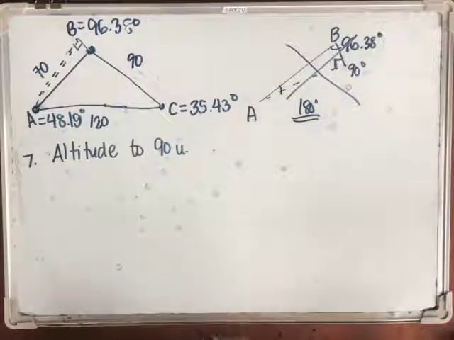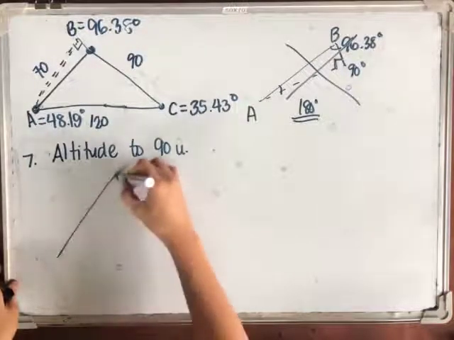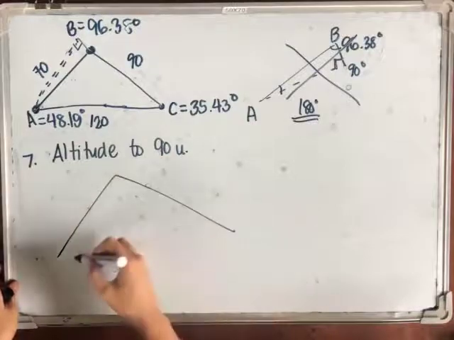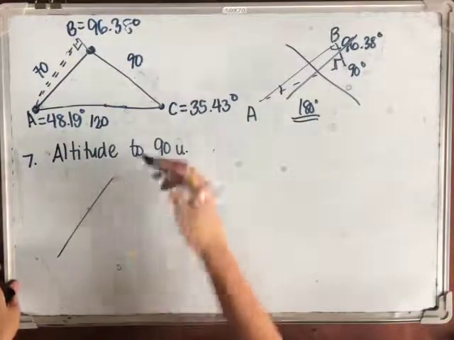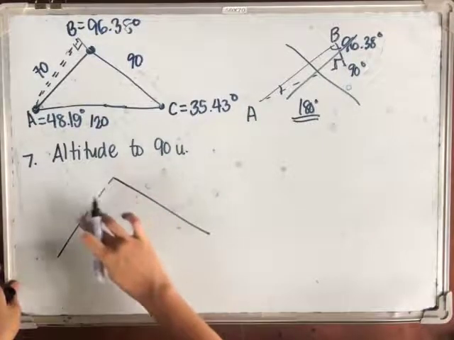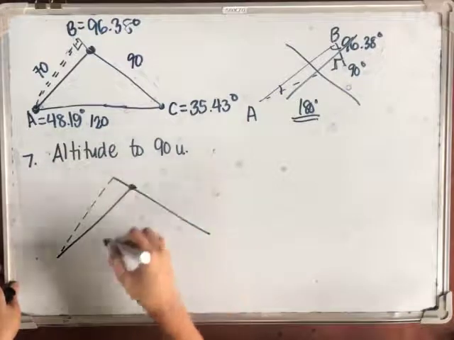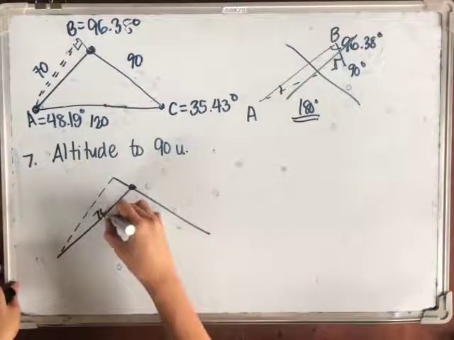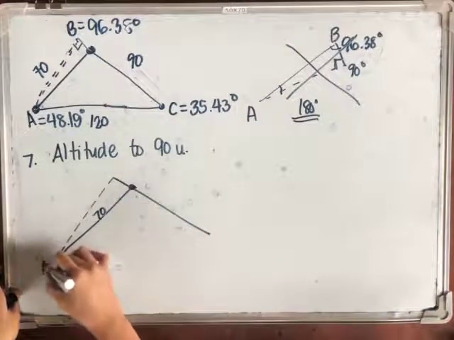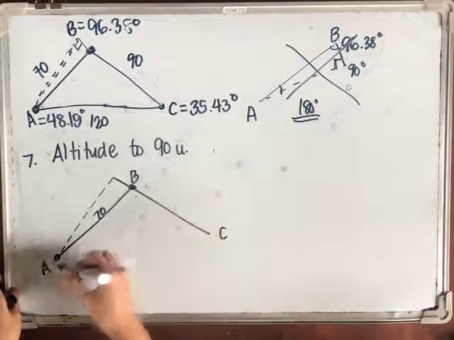Okay? So, I will draw it a bit here. Let's make it bigger so it becomes the altitude there. Then, this is the broken line. This is our 70. Then, this is your point A here. This is your point B and point C.